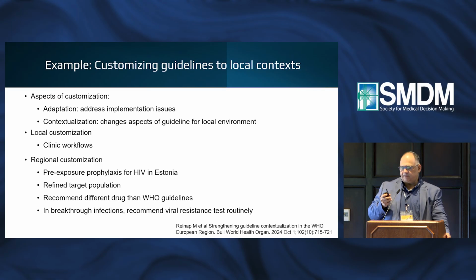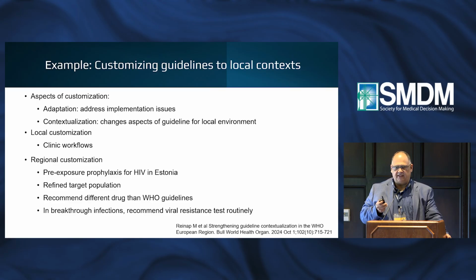And then my last example is customizing guidelines to local contexts. So people have defined different aspects of customization. Adaptation addresses implementation issues, whereas contextualization talks about changing aspects of guidelines for the local environment. So an example of local customization might be changing clinic workflows. So if guidelines say that so many patients should be seen, or the average wait time for a patient should be below a certain minimum, local customization would be about changing clinic workflows in order to meet those guidelines.